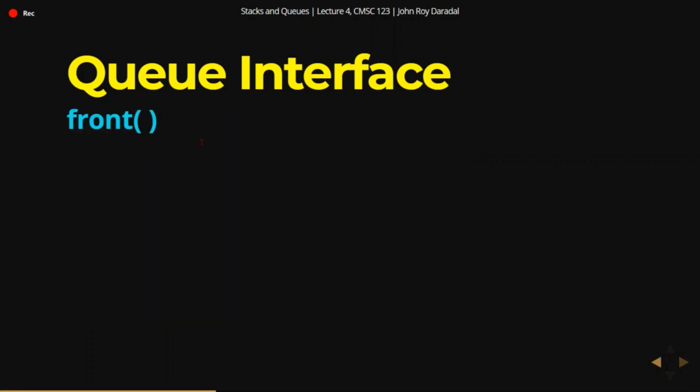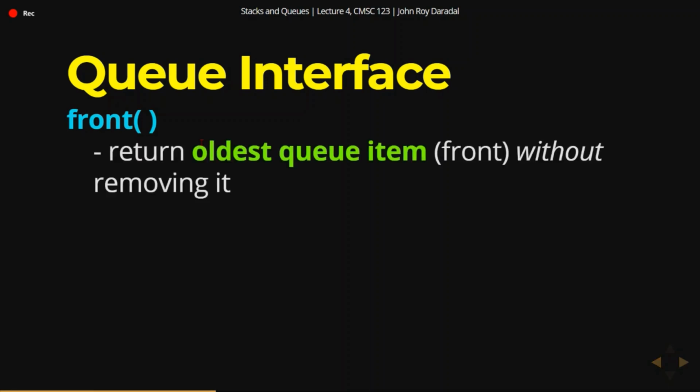If you don't want to remove the front item, you just want to look at it or view it, you can call front method, which returns the oldest queue item or the front item without removing it. So we call it the oldest queue item because it's the first item that was added out of the remaining items in the queue. So whichever has the longest time stayed in the queue, that will be the one that will be removed first.